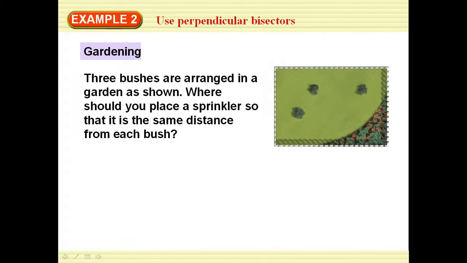So let's look at how we would use these. Three bushes are arranged in a garden as shown. Where should you place a sprinkler that is the same distance from each of those three bushes? So I want a sprinkler out here somewhere, and it's going to be a circular sprinkler, so I want it to hit all three of those bushes. So I want it to be the same distance from all three.